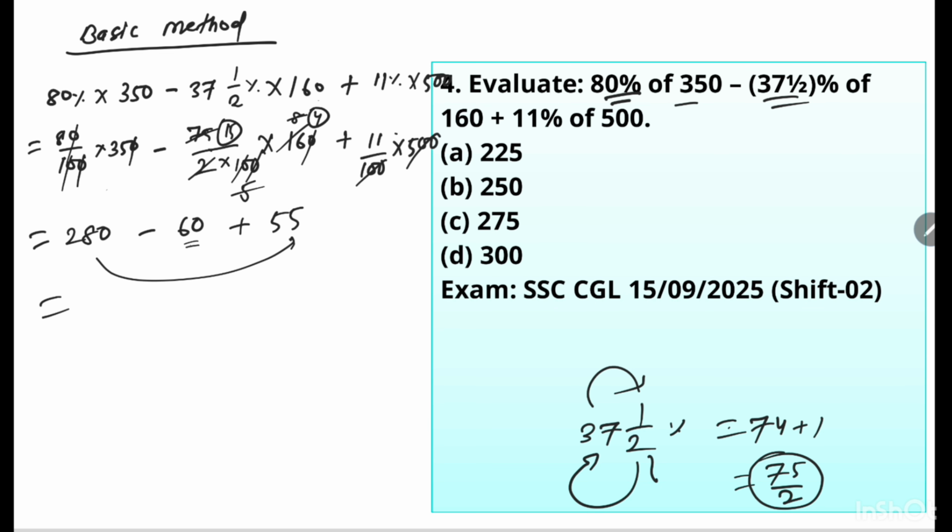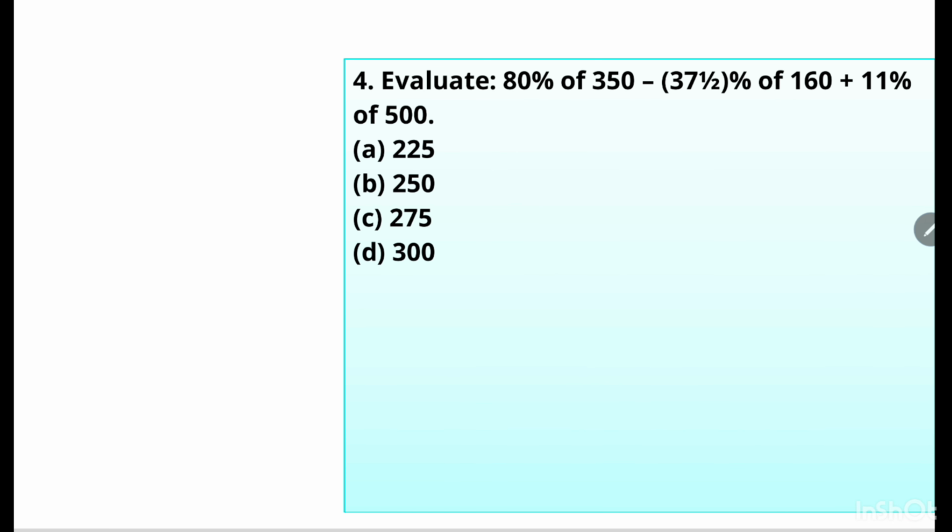Here if we add these two numbers, we have minus 5 and then 260, so it will become 275, where we have this option C, we have this answer 275.